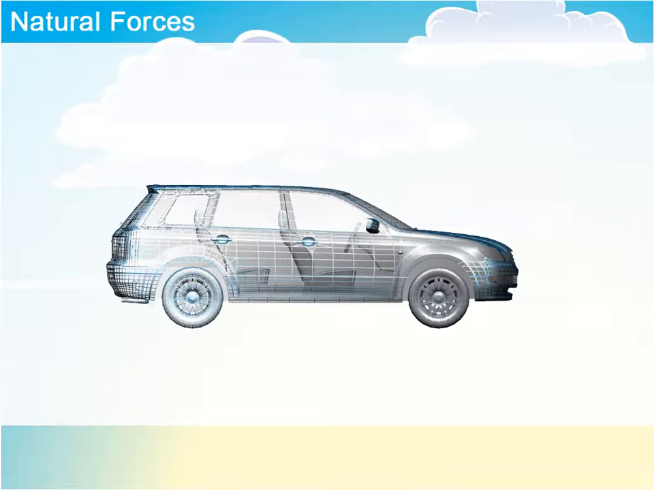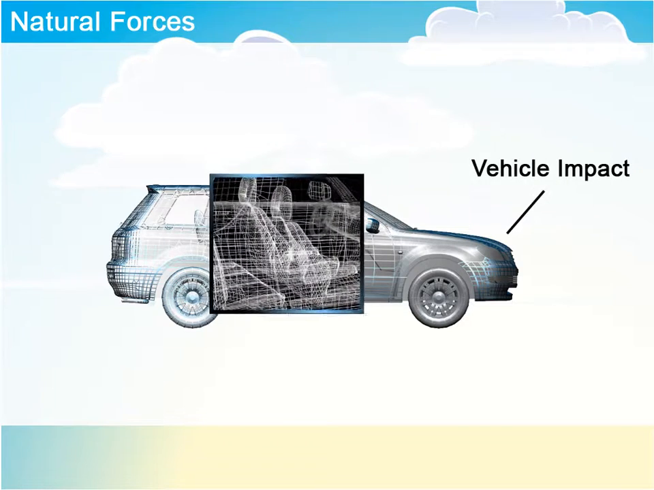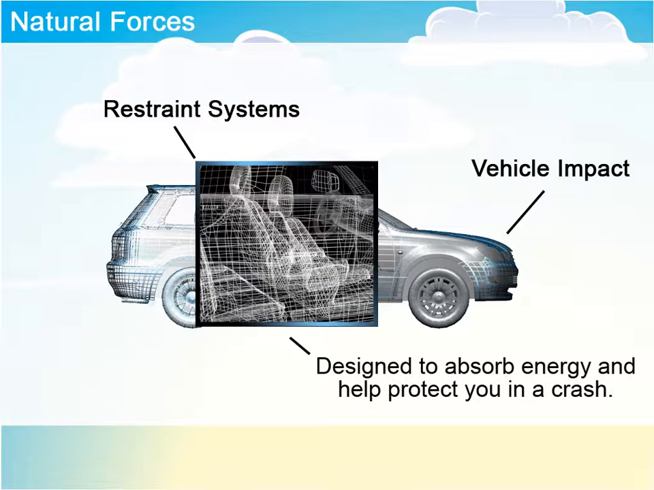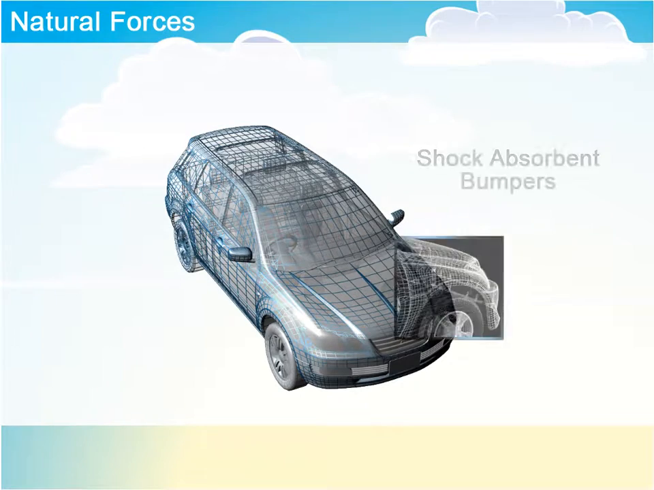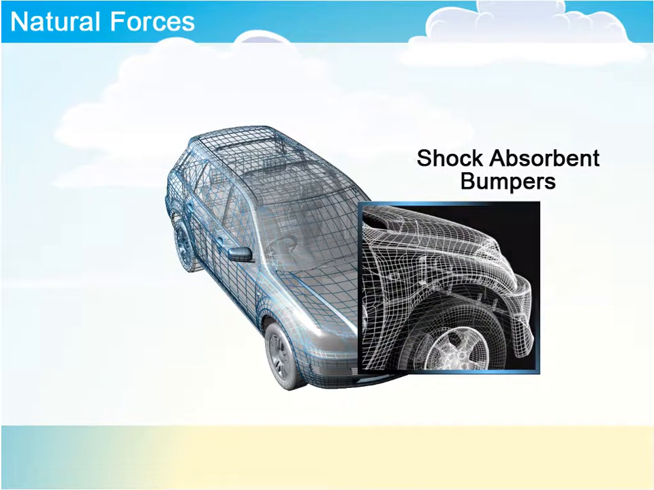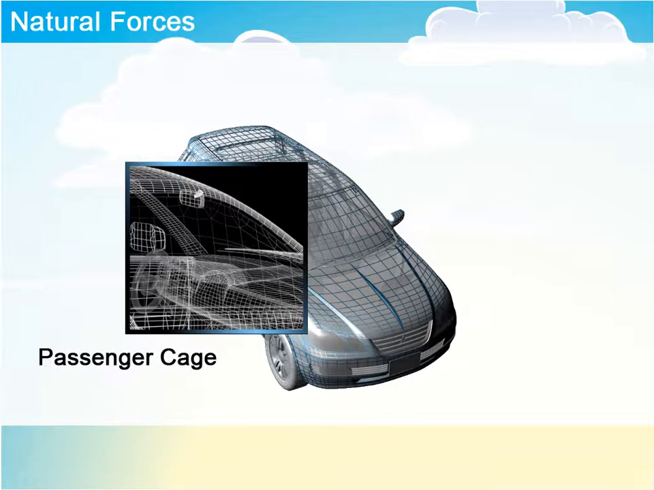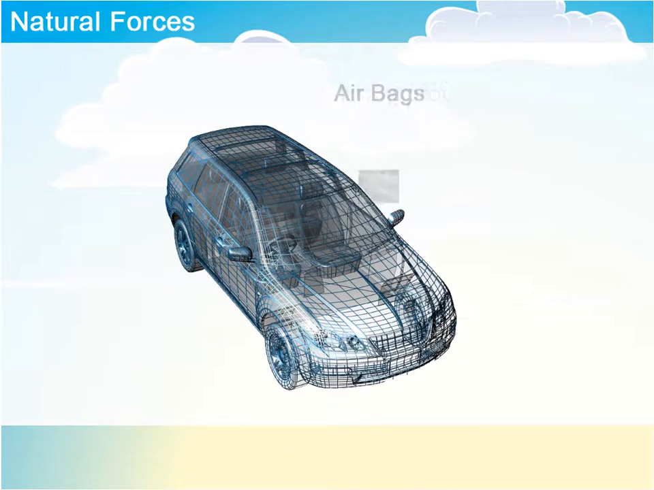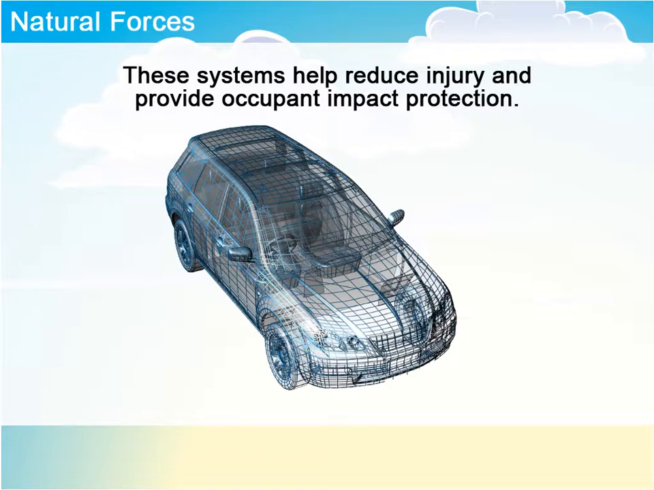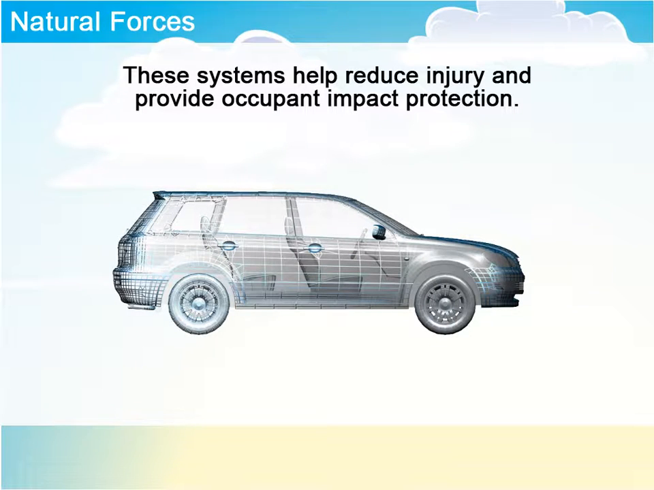If you drive a late model vehicle, it features vehicle impact and restraint systems designed to absorb energy and help protect you in a crash. The vehicle impact and restraint system all work together. Your vehicle has shock-absorbent bumpers, a passenger cage designed to not give, airbags, and restraint systems. These systems help reduce injury and provide occupant impact protection.